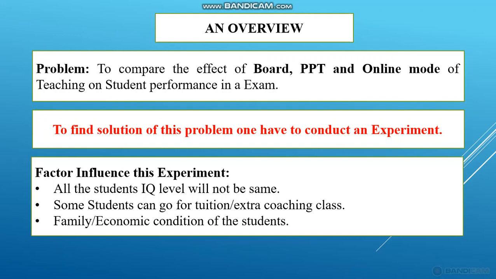To conduct the experiment, the influencing factors are, first, all the students' IQ levels will not be the same; second, some students can go for tuition or extra coaching classes; and third, the family or economic condition of the students. These three factors will influence the performance of the students in the exam. So we want to reduce, we want to eliminate these factors.